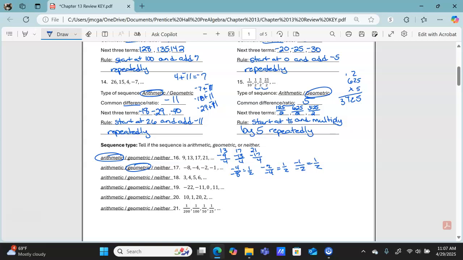Here, 4 minus 3 is 1, 5 minus 4 is 1, 6 minus 5 is 1. This is an arithmetic sequence with a common difference of 1.